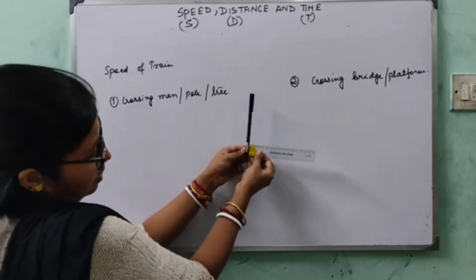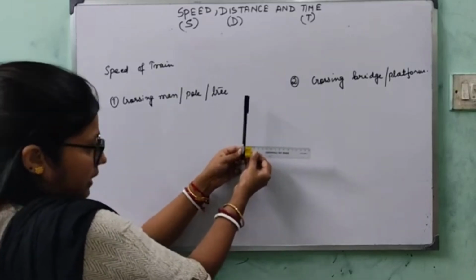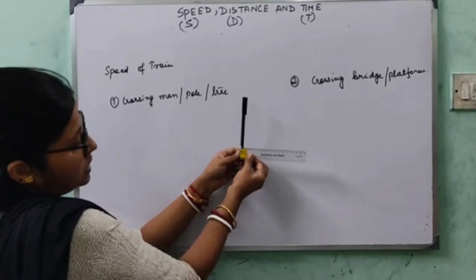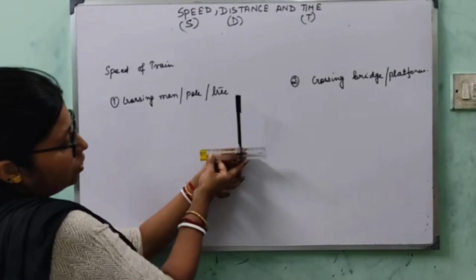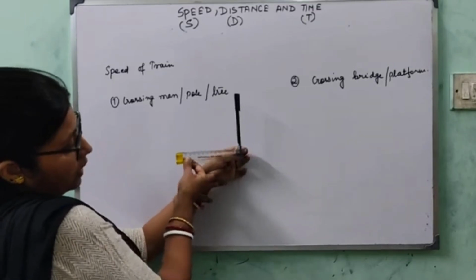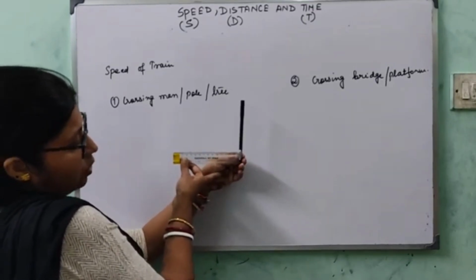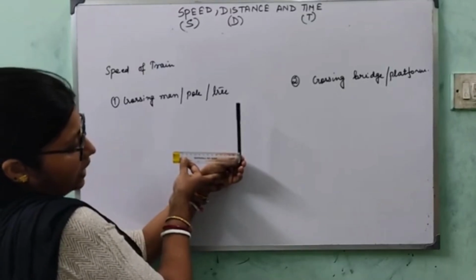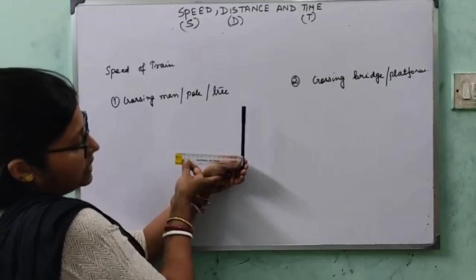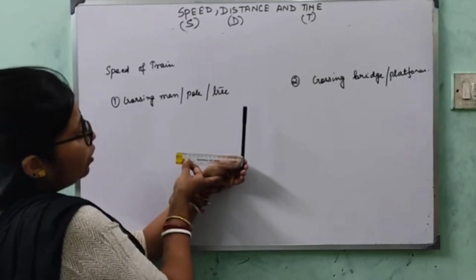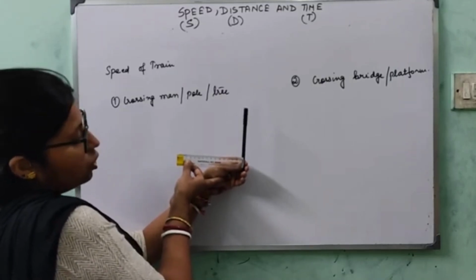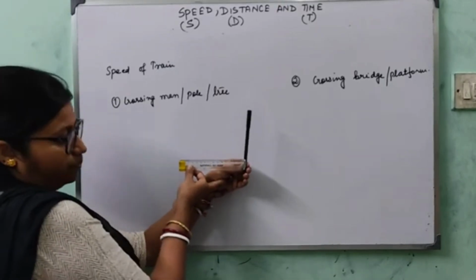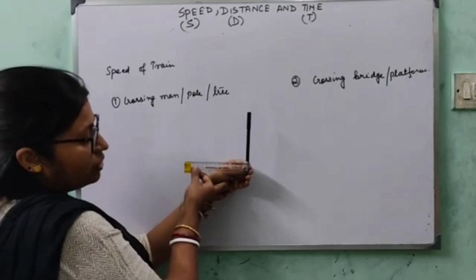So if this is the starting position, that is if the train is starting to cross the pole from here, it moves and it crosses the pole at this point. That is when it has traversed entirely, that is the end part of the train has crossed the pole, I can say that the train has crossed the pole. So in this case, what is the distance travelled by the train?